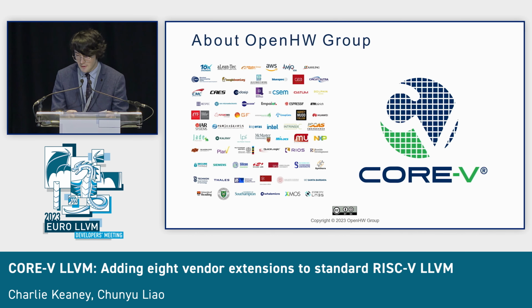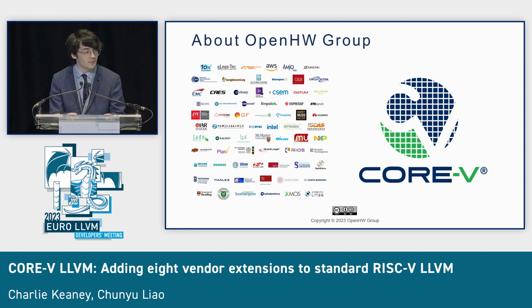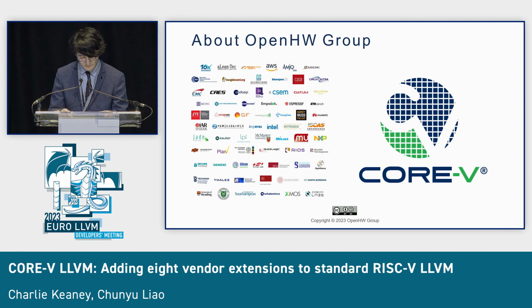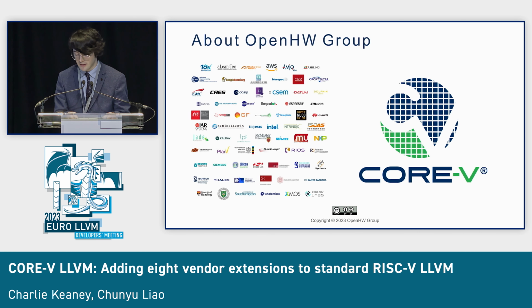The Open Hardware Group is a consortium of organizations across industry and academia with the mission to produce high quality, free and open source hardware and software IP. For our talk today, we are going to focus on the Core 5 family of processors, which are based on the RISC-V ISA. Specifically, we are going to focus on the CV32E40P processor, which is a microcontroller in the Core 5 family.